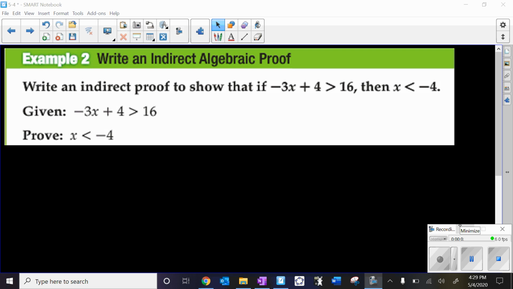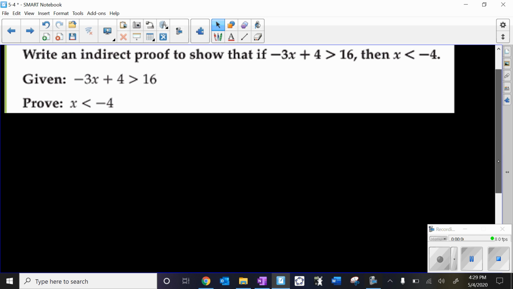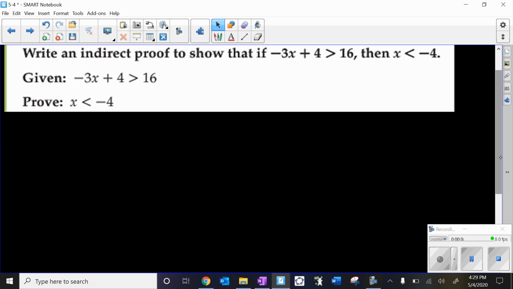Now we're going to write an algebraic indirect proof. So I'm going to show you these based on each step. So step one, remember, we state the opposite of whatever our conclusion is. So if I'm trying to prove x is less than -4, our assumption is x is greater than or equal to -4.